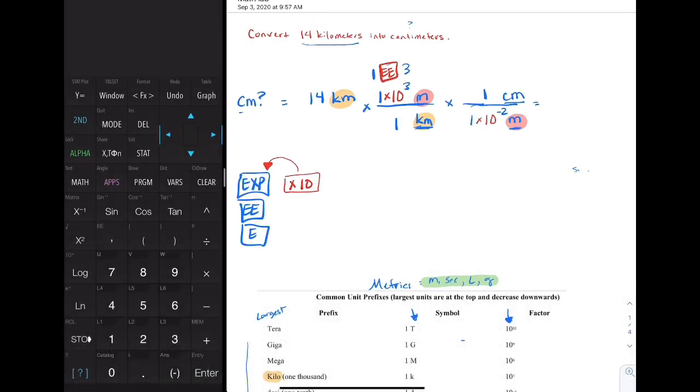And so I get 1, 4, 0, 0, 0, 0, 0. I need to put this in scientific notation. I want my decimal to end up right here. That's where I want it. 1, 2, 3, 4, 5, 6 places over. So it's 10 to the, and it needs to be a positive 6, not a negative, because this is a big number.